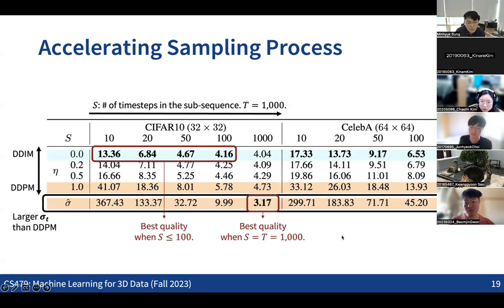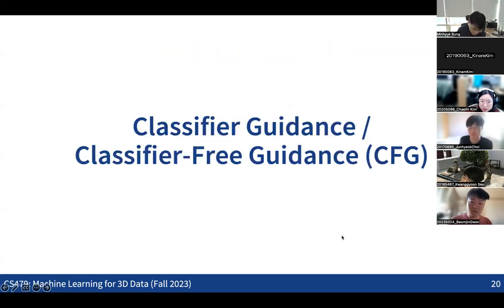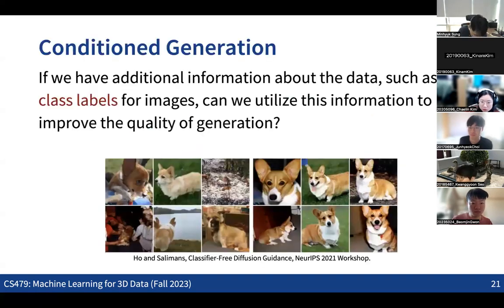Yeah, so that was the basic idea for DDIM. Let me go over one more quick idea in terms of how we can also improve the quality of the data samples in diffusion models. These are also very famous ideas, which are classifier guidance and classifier-free guidance. The basic idea is that for most cases, especially for images, we may have some extra information for all the images.